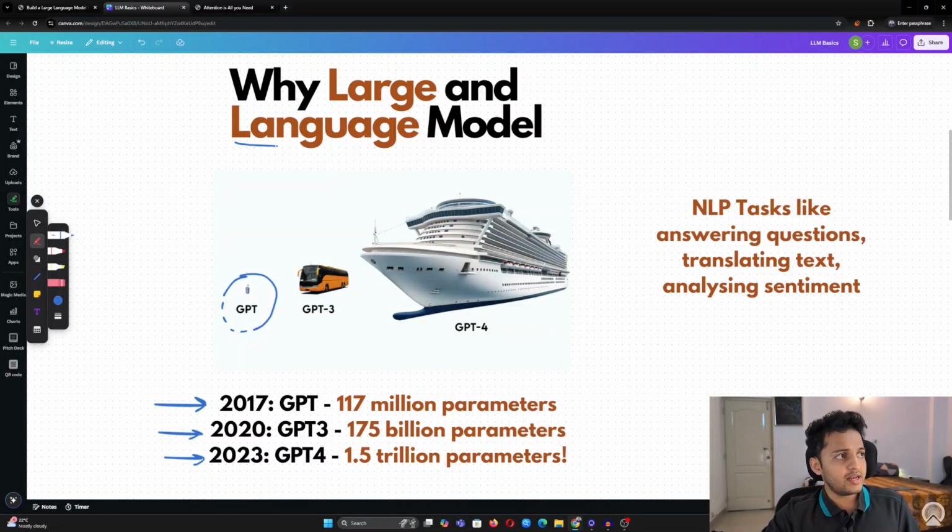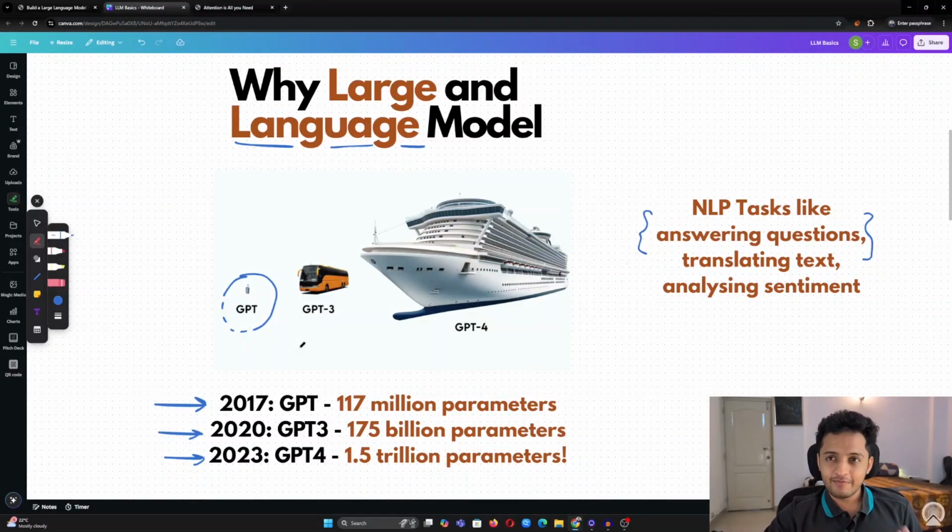And where does this word language come from, right? Language comes from what the goal of these huge models is. What is the goal of making and training such a huge model? It is to do natural language processing tasks, things like answering questions, translating text, analyzing sentiment, right? And the question answering part, I think a huge majority of the world has already used it. When you use ChatGPT, Claude, or Gemini, you are essentially doing this, right?